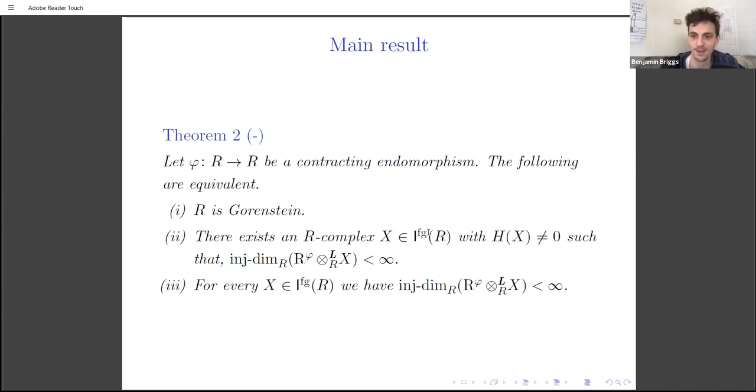Not a question, but I think for Mohsen, there were some characterizations of Gorenstein rings in the original paper of Dwyer, Greenlees and Iyengar, which may help. I don't remember if it's what you're asking for. Oh, yeah. Okay. Thanks, Ben. All right, thank you.